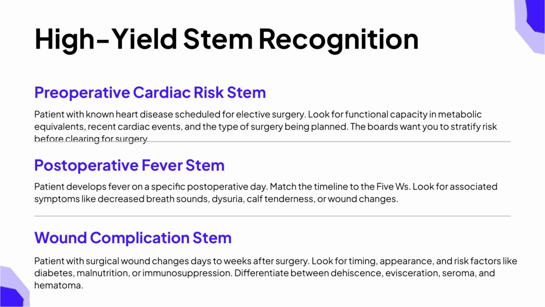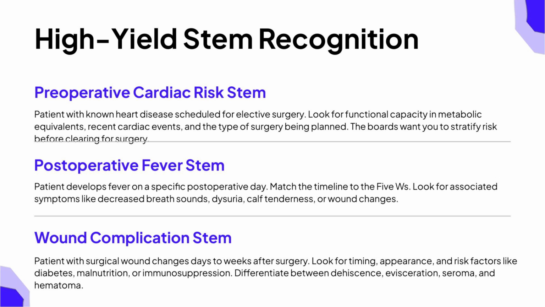Now let us talk about recognizing high-yield question stems. For preoperative cardiac risk, the classic stem gives you a patient with known heart disease who is scheduled for elective surgery. The question will give you clues about their functional capacity, any recent cardiac events, and the type of surgery. The boards want you to stratify that risk before clearing the patient.